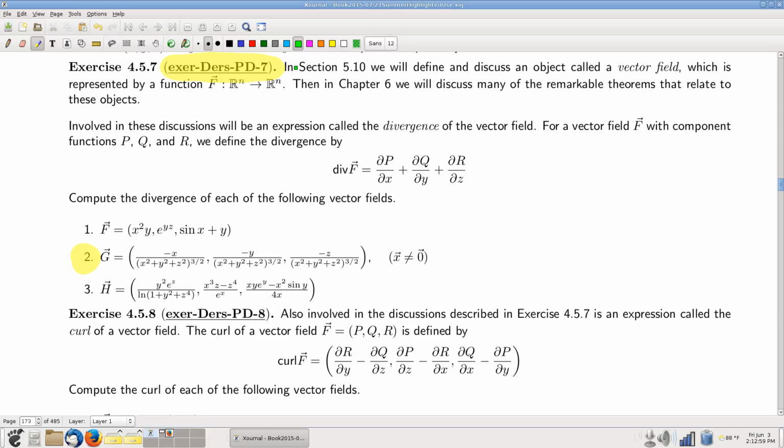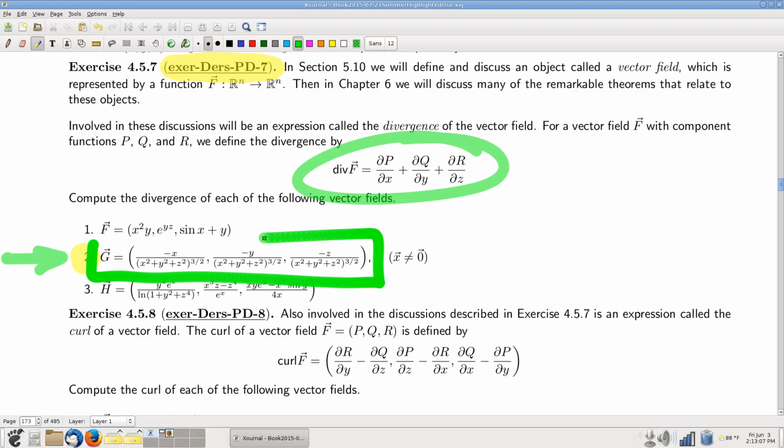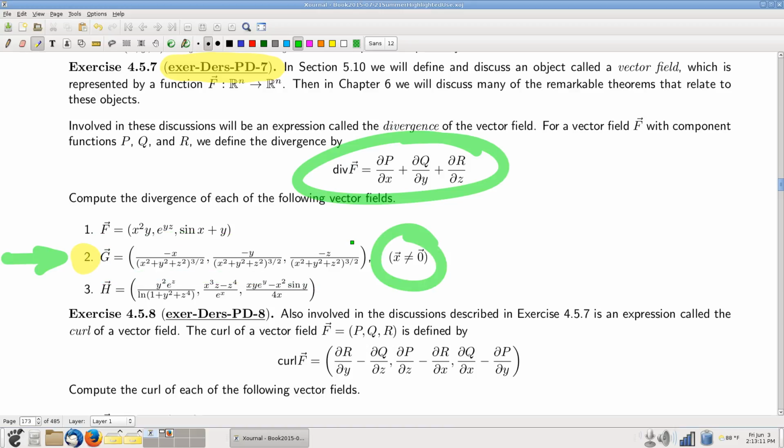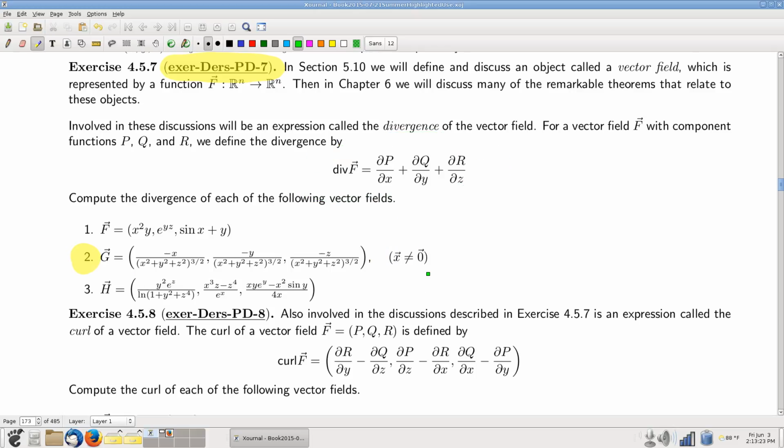Okay, so here's what we're going to be doing: computing the divergence. And I'm just going to do part 2 here. And so this is the vector field of which we're taking the divergence. Now notice, side note, we're exempting the origin, because if you plug in x equals 0, nothing's defined, right? It's 0 over 0, so the whole thing crashes and burns.